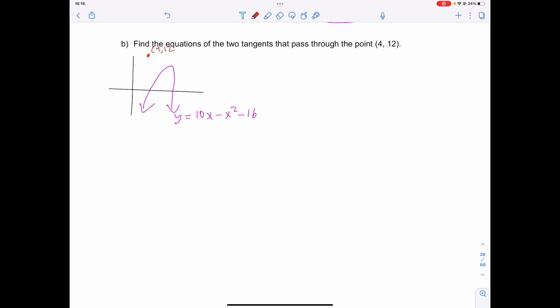And this point is not on the parabola, then I'm going to have a tangent. Sorry, I didn't draw this great. I'm going to have a tangent that comes and hits a point here. And I'm going to have another tangent that comes and hits a point along here. Tangent 1, tangent 2.